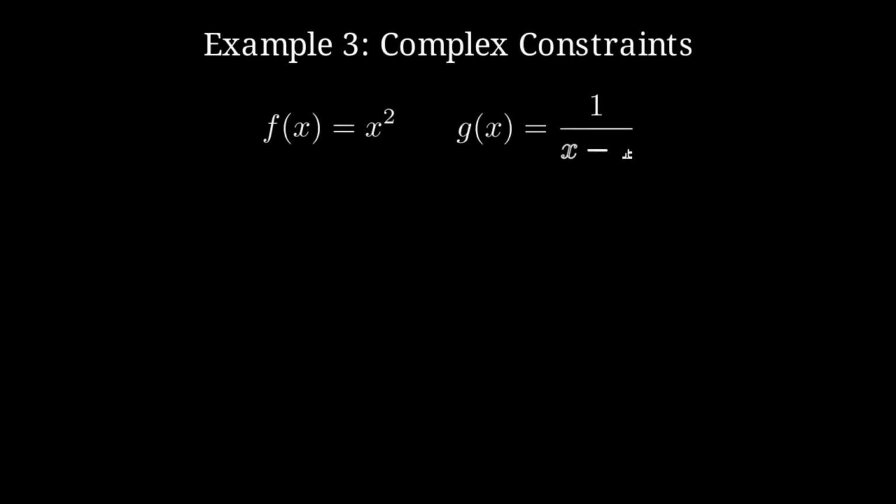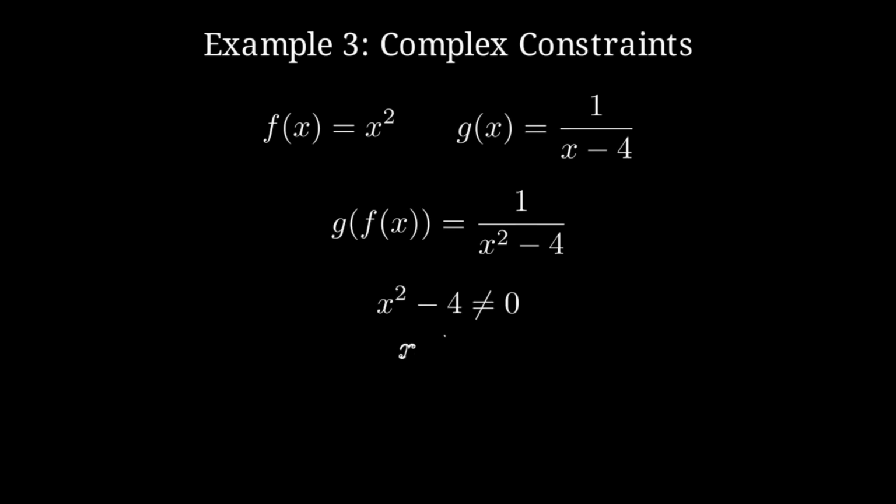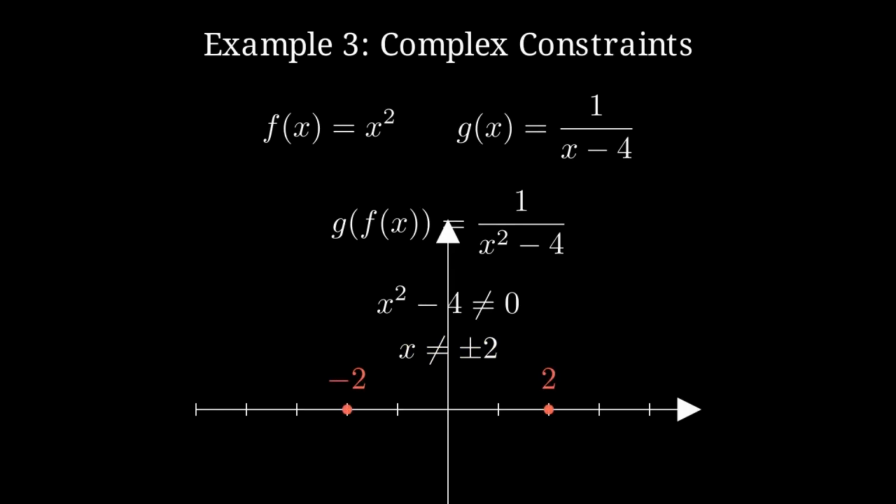Sometimes the outer function creates new restrictions. Here, the outer function g is undefined when its input is 4. Since our input is x squared, we must ensure x squared does not equal 4, meaning x cannot be 2 or negative 2.